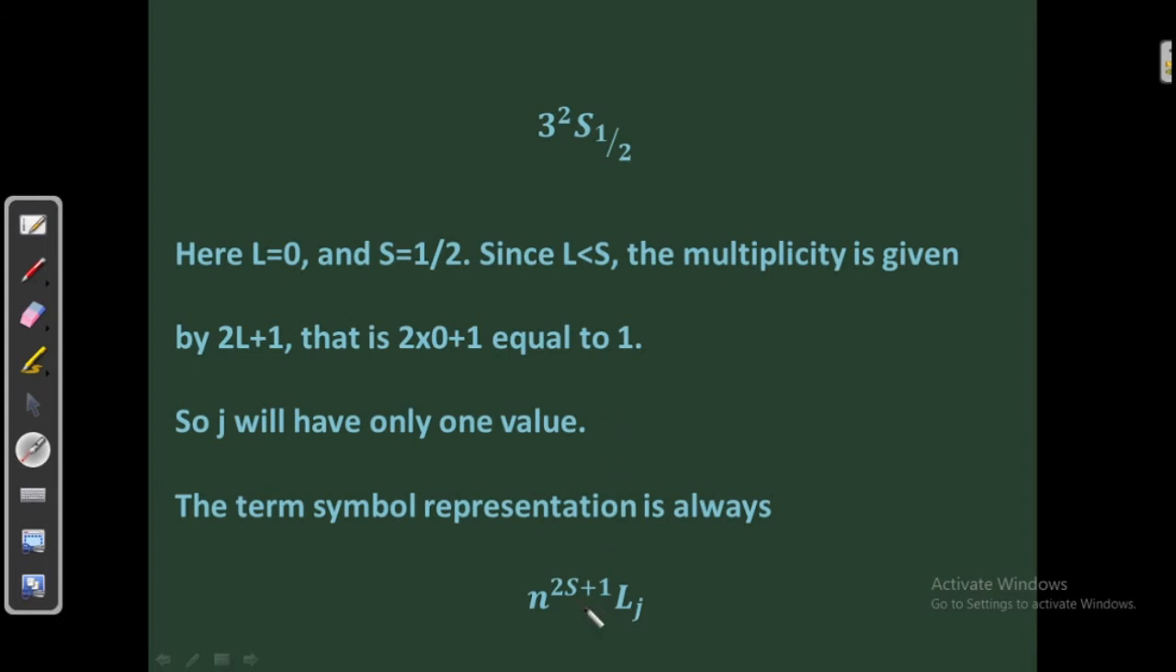So the usual symbol is like this. But we have to calculate the multiplicity from the S and L values. In this case, 2S plus 1 equal to 2, so S is equal to half. And since this is capital S, we have L equal to 0. So since L is less than S, you have only 2L plus 1 values for J. That is only one value. J will take the different values, modulus L minus S to L plus S. That is, here only we will get half.